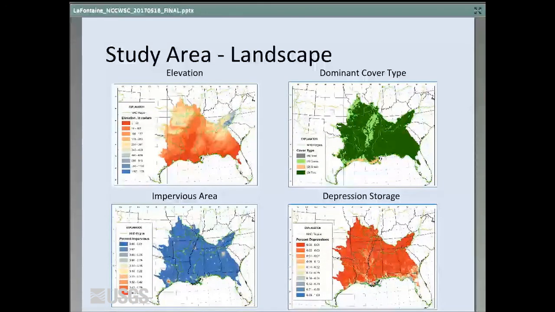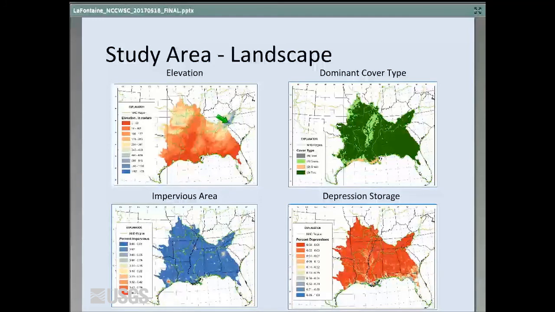And so just to give you some of the background information about the landscape in this area. The top left graph is elevation range across the basin. So you see a lot of the coastal plain is less than 50 or 100 meters. The highest elevations are in the southern Appalachians and the Tennessee River Basin.